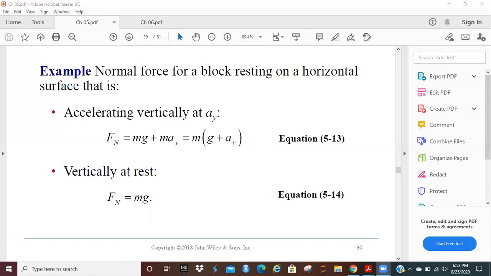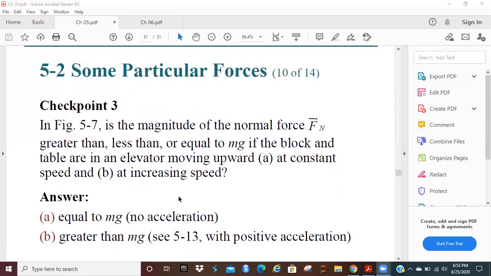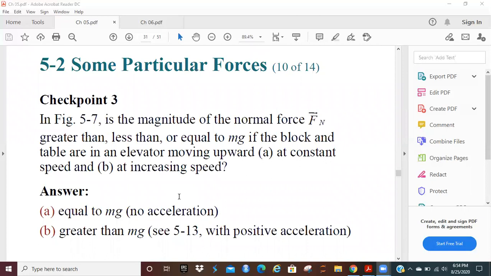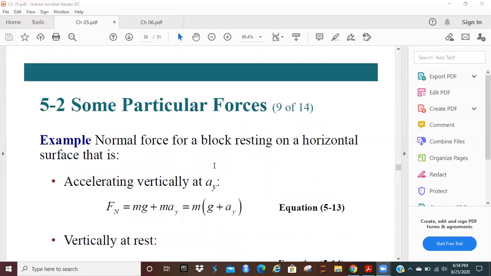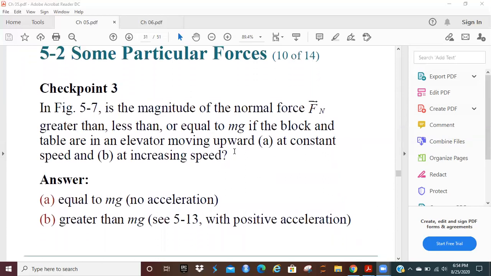If, however, in the case that we just looked at, it's just vertically at rest, it's not going anywhere, then as you had answered, the normal force is going to be equal to the mass times gravity. So in figure 5.7, let's make sure that we see that. In this figure right here, is the magnitude of the normal force greater than, less than, or equal to mg if the block and table are in an elevator moving upward at a constant speed and at an increasing speed?